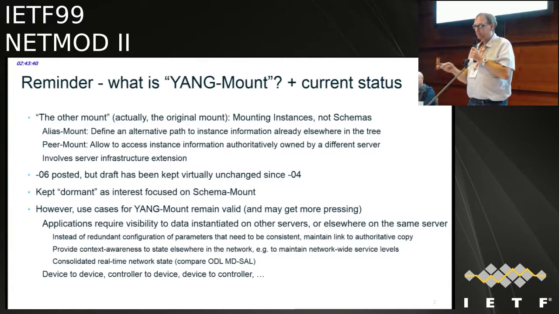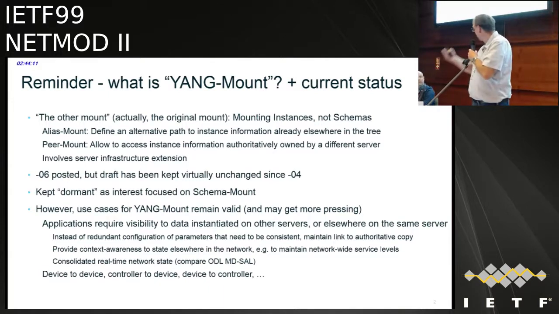Basically, there are two aspects to this. One we call alias mount, the other peer mount, which is essentially about mounting and providing an alternative path to instance information that is already elsewhere in the tree, so that you have different paths to access the same data. Currently it's revision 6, but it has been kept virtually unchanged for a while now, and kept dormant as the interest focused on schema mount.